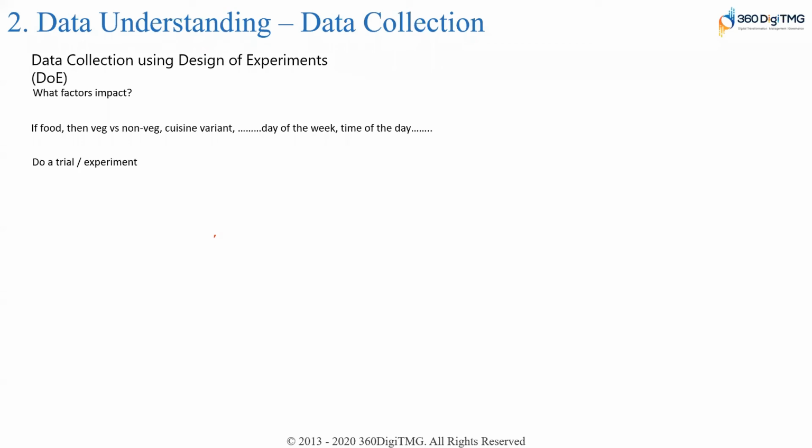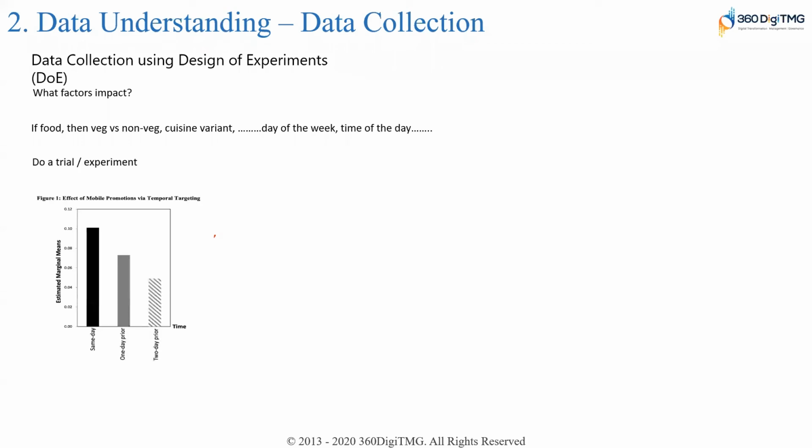You do a trial, you do an experiment. And this is a research article from one of the management magazines. It was very simple, right? Temporal targeting, meaning they looked at the average responses if they send a coupon, and if they say claim it on the same day, response was very high. Many people started claiming. 2 days was less.